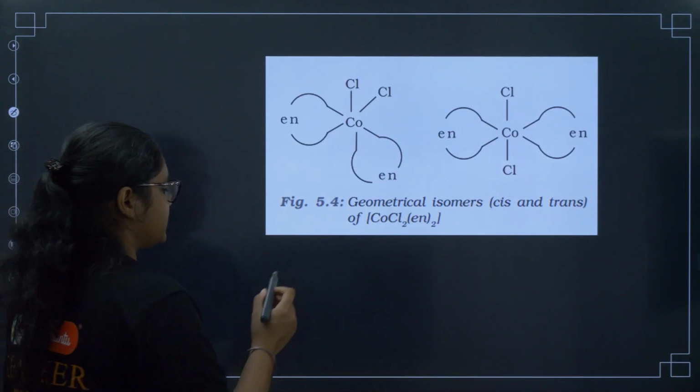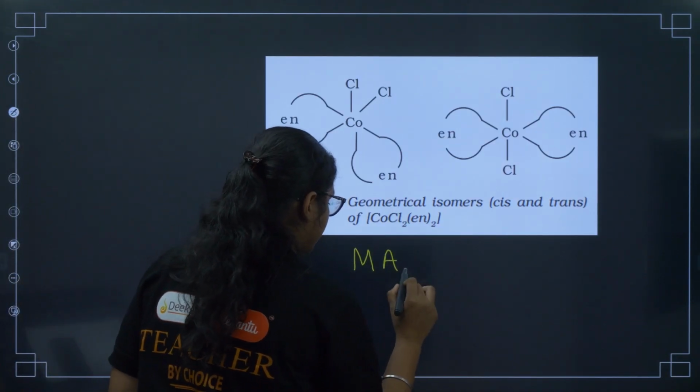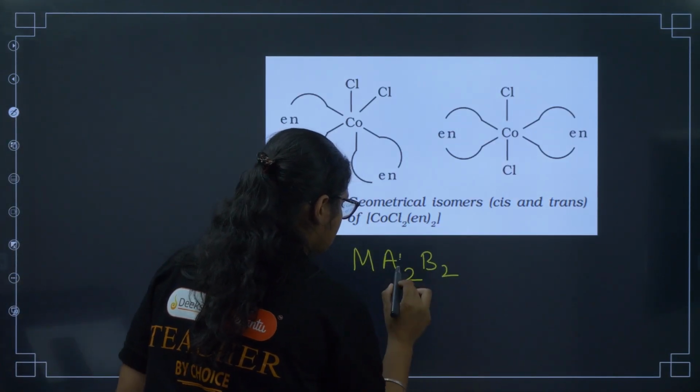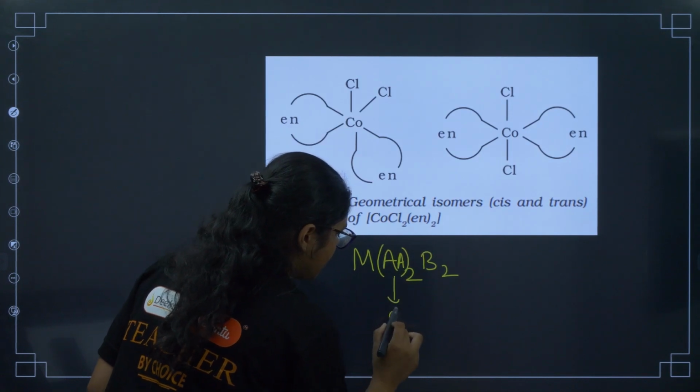Next, coming to this one, which is very important: Ma2B2 type, where this is a bidentate ligand.